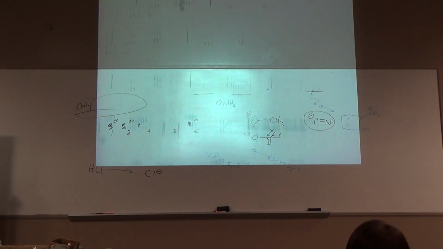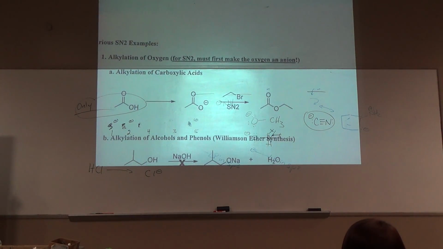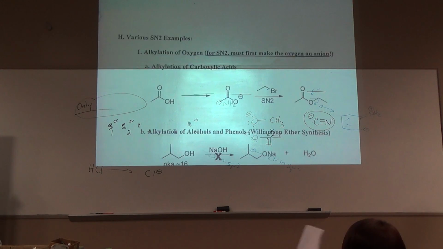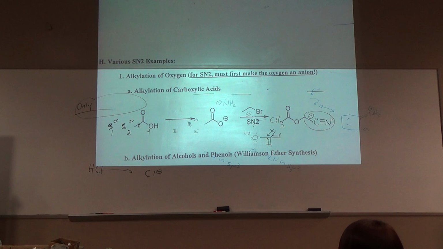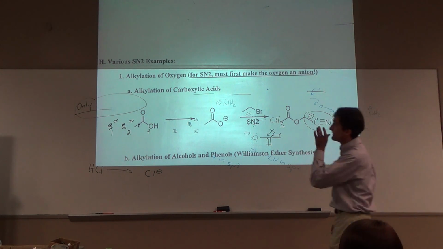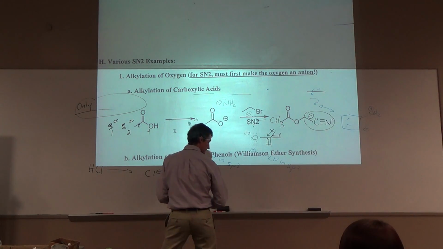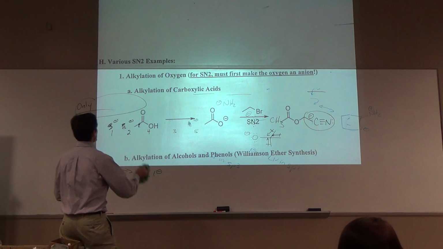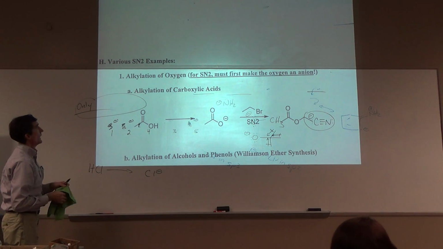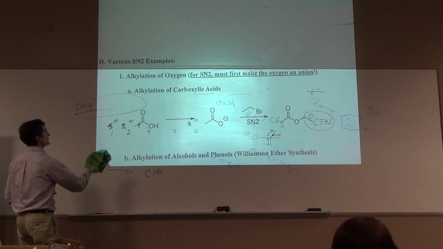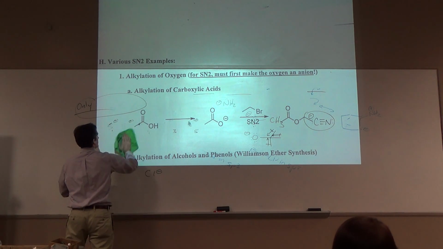Okay, at this point, let's look at some specific SN2 reactions, make specific products, dealing with specific atoms. The first is going to be alkylation of oxygen. Alkylation. What does that mean? We're going to do something to the oxygen. What are we going to do to it?